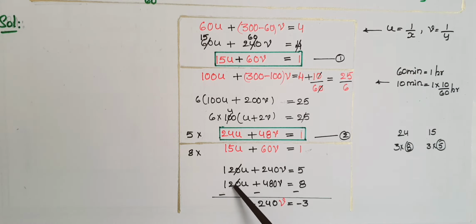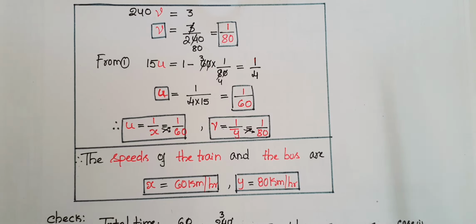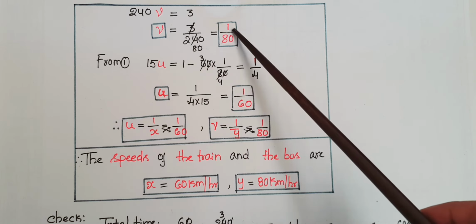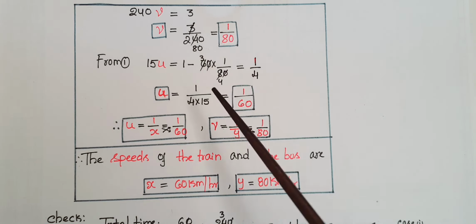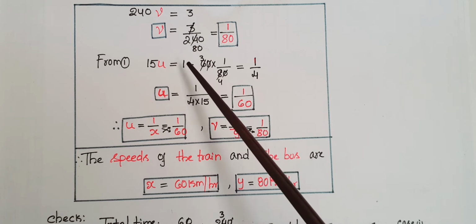Then you subtract this equation from this equation, then this becomes 0, and 240 minus 480 is minus 240v, and 5 minus 8 is equal to minus 3. Now 240v is equal to 3 and v is equal to 3 by 240, that is 1 by 80. So once you get the v value, then you substitute this value in the first or second equation.